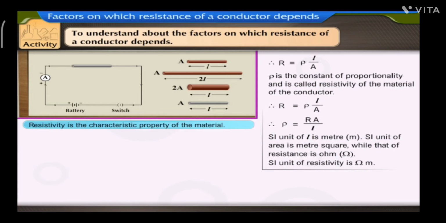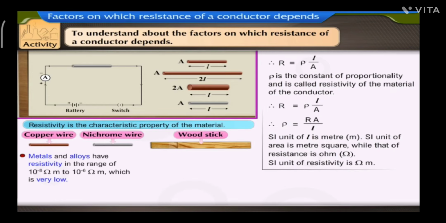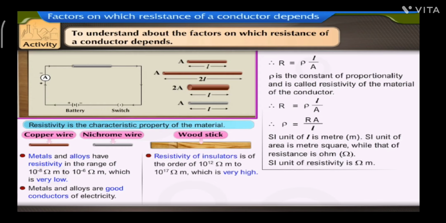Resistivity is the characteristic property of the material. Metals and alloys have resistivity in the range of 10 to the power minus 8 ohm meter to 10 to the power minus 6 ohm meter, which is very low. Hence, metals and alloys are good conductors of electricity. On the other hand, resistivity of insulators is of the order of 10 to the power of 12 ohm meter to 10 to the power of 17 ohm meter, which is very high. Hence, insulators are poor conductors of electricity.